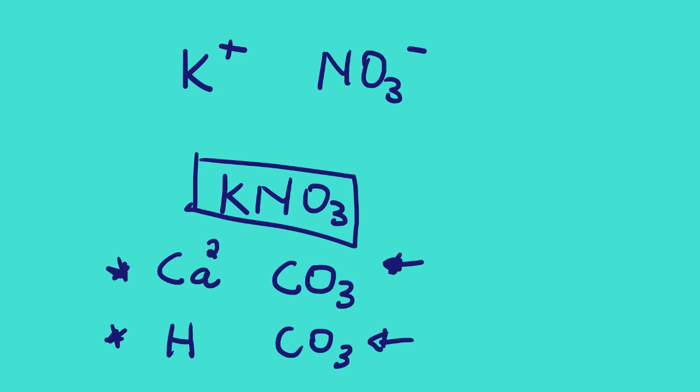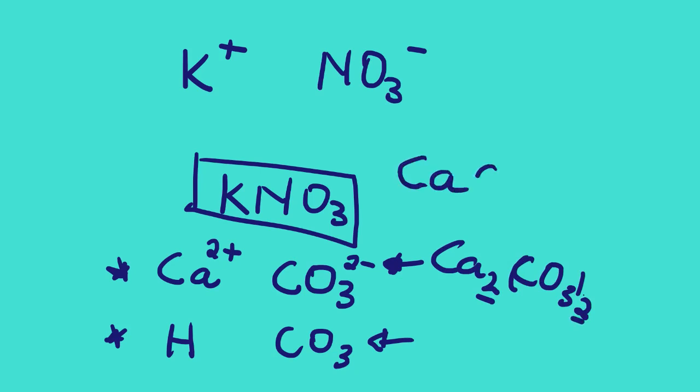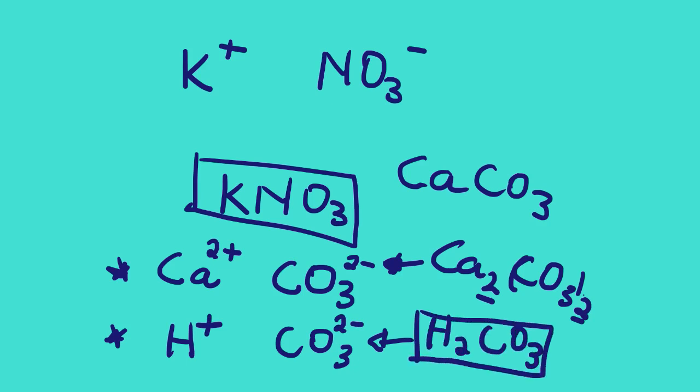Now calcium is in group number 2, so it has 2 plus, and then carbonate has 2 minus. So in this case, when you cross over, we are going to have something like this. Since these numbers are the same, we can cancel them out to have something like this. Now for this one, hydrogen has 1 plus, carbonate has 2 minus. So crossing over the 2, we are going to have H2CO3.